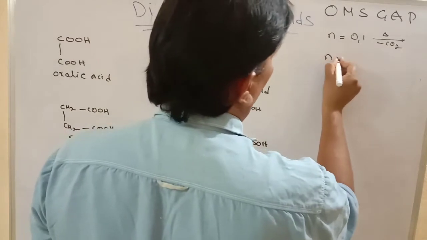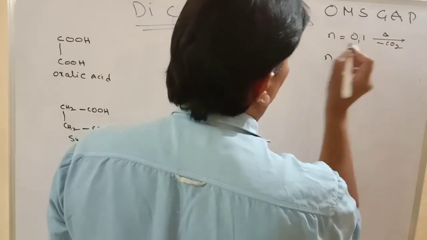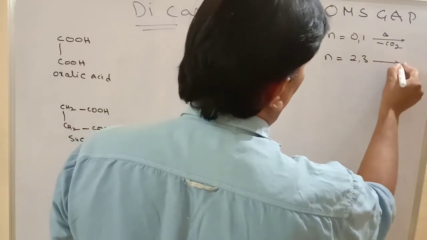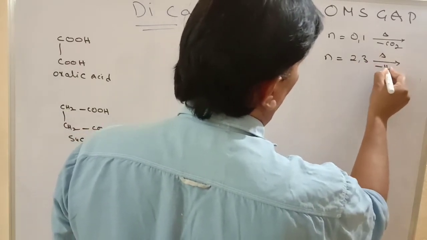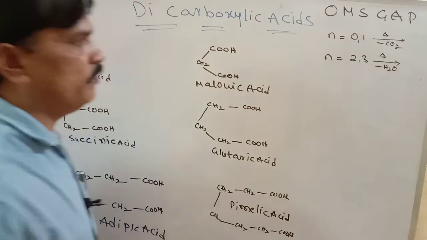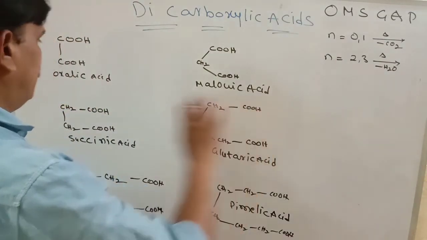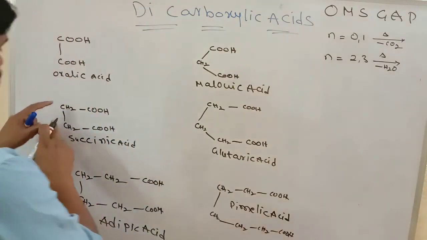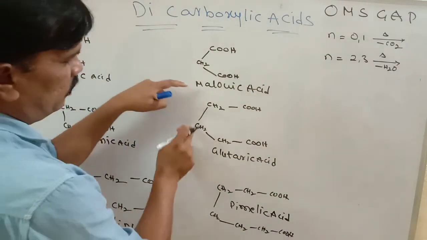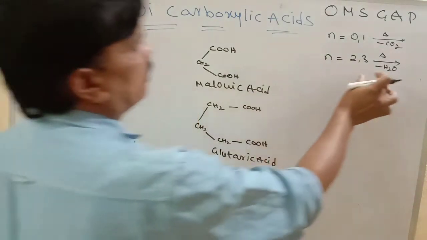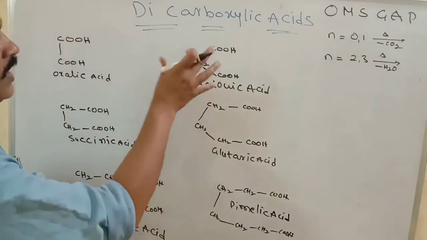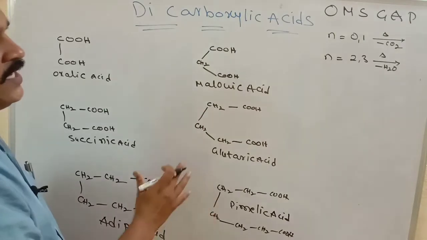If the number of carbons n is 2 or 3, then on heating just eliminate H2O. In dicarboxylic acids having 2 or 3 carbons in between, just eliminate the water molecule only. This is how to identify the heating effect in dicarboxylic acids.